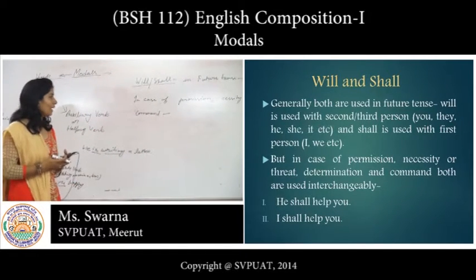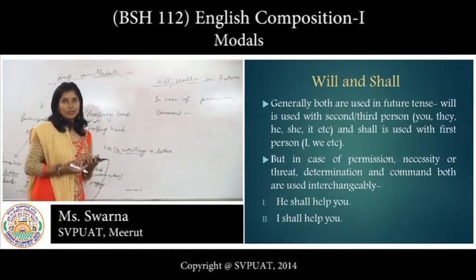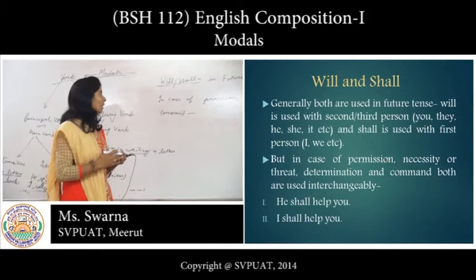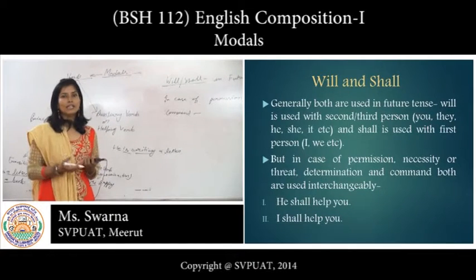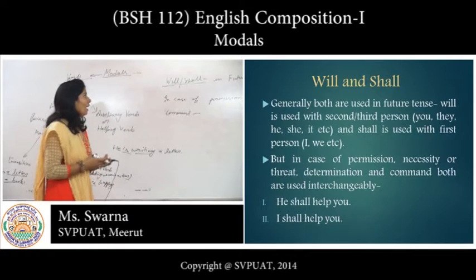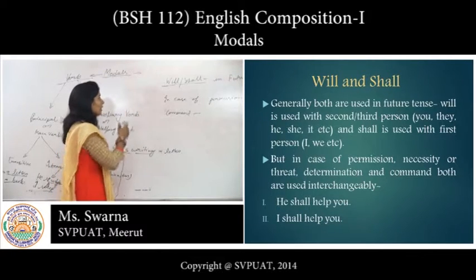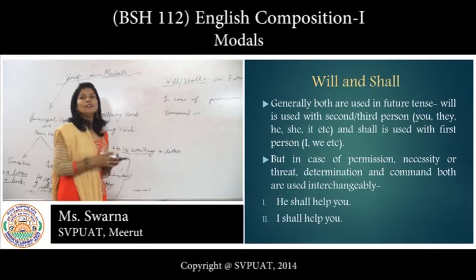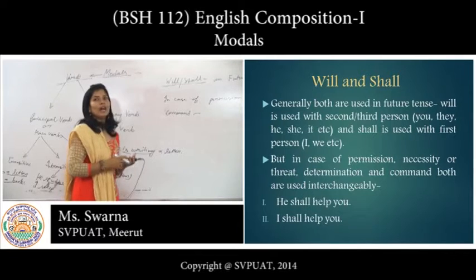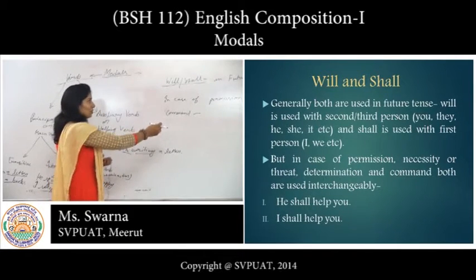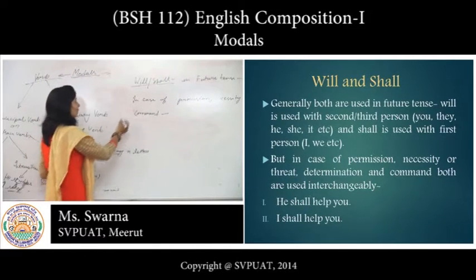permission, necessity or threat or determination or command, we use will in place of shall and we use shall in place of will, because generally in future tense we use will with he, she, it, they or the rest of the other subjects, and shall is used with I or we. But in modals, in special cases of the sentence, we use shall with he, she, it, they, etc. And we use will with I or we. In case of permission, necessity or threat, determination or command. Let's see the example of these cases.